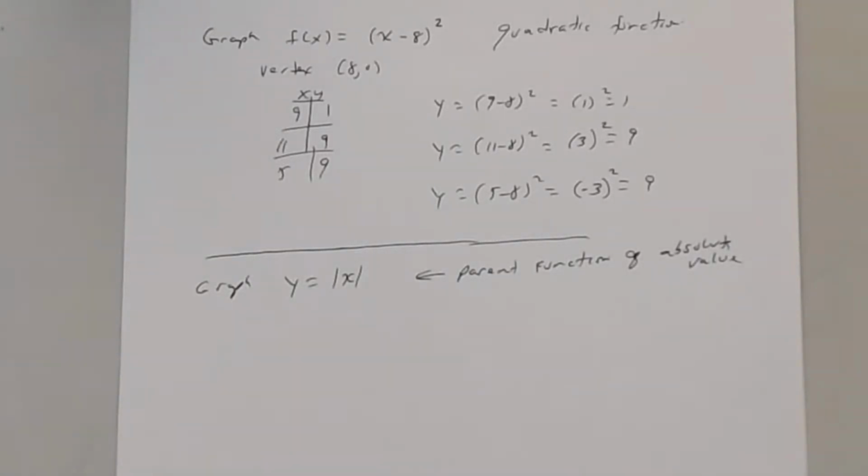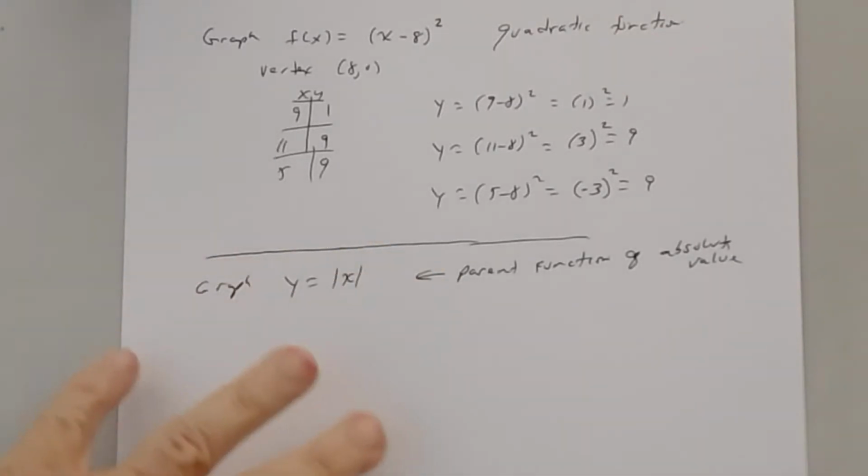So what's the parent function of a quadratic function? Y equals x squared. What's the parent function for absolute value? Y equals absolute value of x. Okay? All right, so remember when we first dealt with y equals x squared, I drew a t-table with some values for x. I'm doing the same thing here. And then we're going to use the idea of vertex and symmetry.